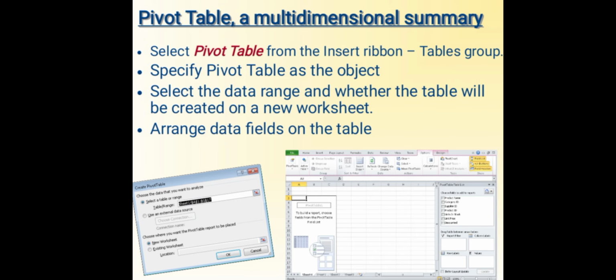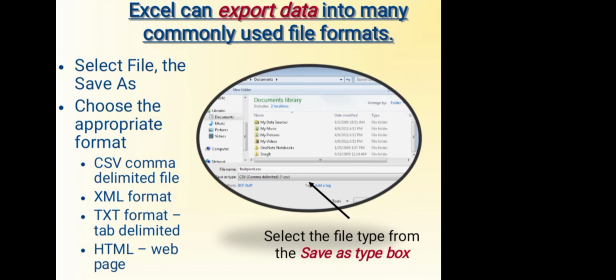And then pivot table, multi-dimensional summary. Select the pivot table from the insert ribbon and the tables group. Specify pivot table as an object. Select the data range and whether the table will be created on a new worksheet or in the same worksheet, that also you decide there. Average data field on the table, you can see here the create pivot table bar created, and select the table or range, how many columns you want, how the table is going to be, and select the OK.